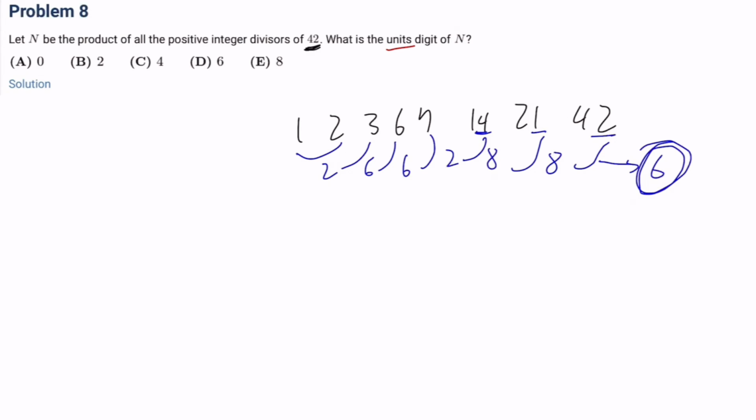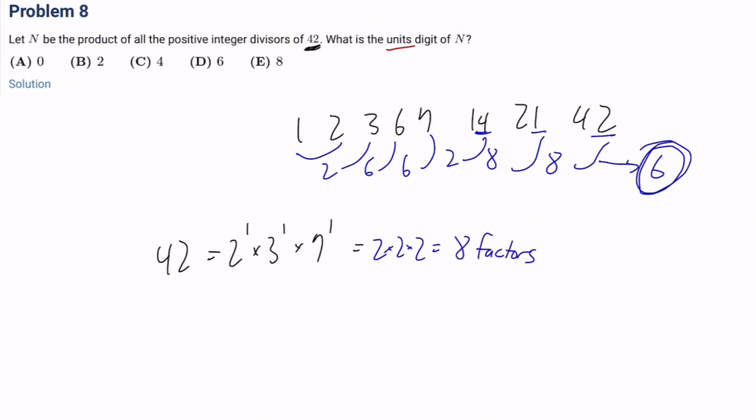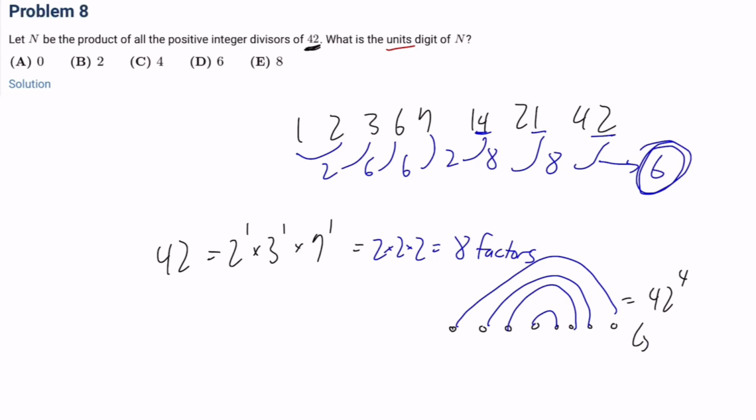Or there's a version that works for higher numbers. Prime factorizing 42, we see that 42 is 2 to the first power times 3 to the first power times 7 to the first power, and that means that we have 1 plus 1, 1 plus 1, 1 plus 1, which is 2, 2, 2. So that's 2 times 2 times 2, which is 8 factors. And these 8 factors, 1 through 8, are going to pair up to multiply to 42. These two multiply to 42, these two multiply to 42, these two multiply to 42, and these two multiply to 42. So, in essence, this gives us 42 to the 4th power. For the units digit of that, we can just do 2 to the 4th, which is 6. So we can get 6 like that. Either way you get it, it's a valid option, it's D.